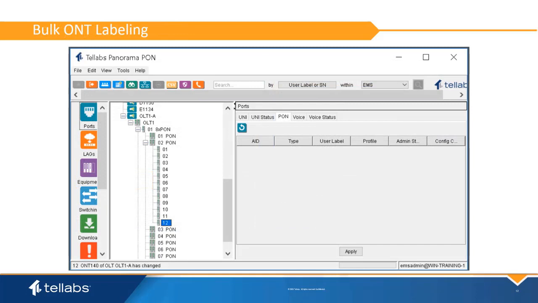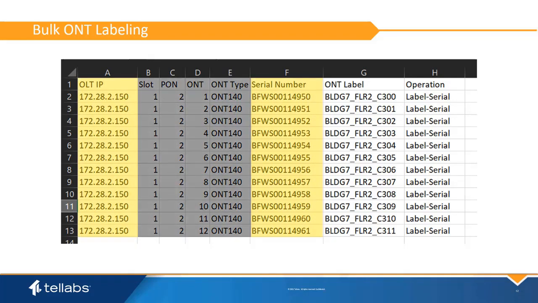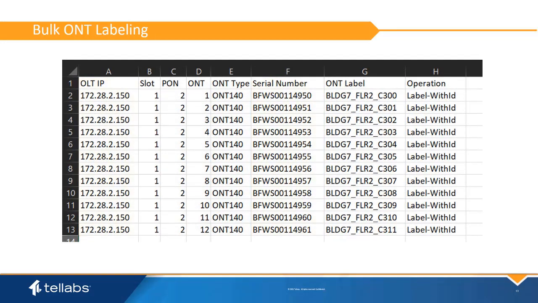When using auto configuration of the ONTs, they will be added into the system without an ONT label. Once an ONT is in the system, they can be bulk labeled in one of 2 ways. Using label serial as the operation in the bulk configuration file will apply the user label in the ONT label column to the ONT located by the serial number and OLT IP. The location column and ONT type are ignored. Label with ID will apply the user label in the ONT label column to the ONT located by the address columns. Here, the ONT type and serial number columns are ignored.